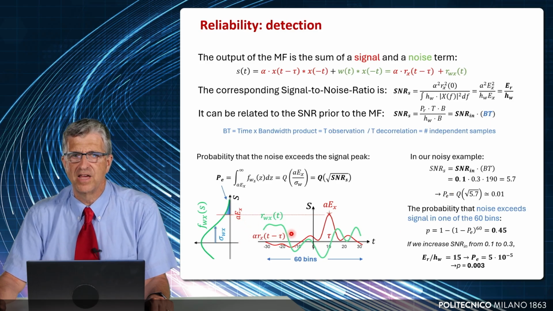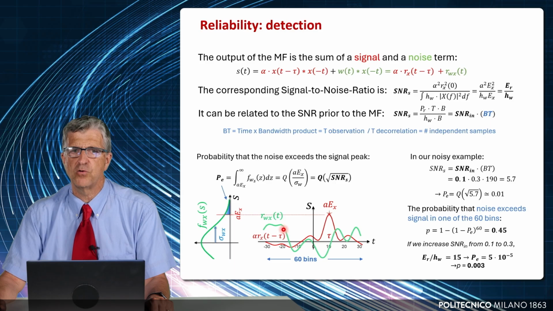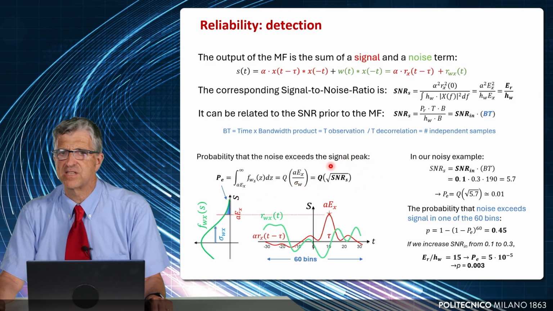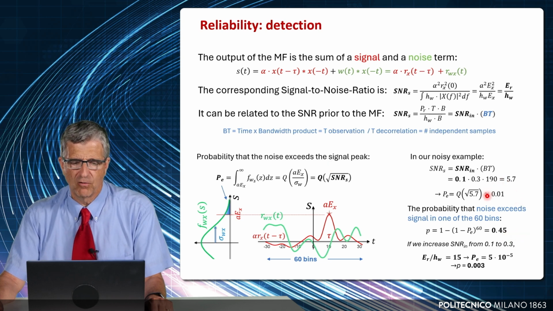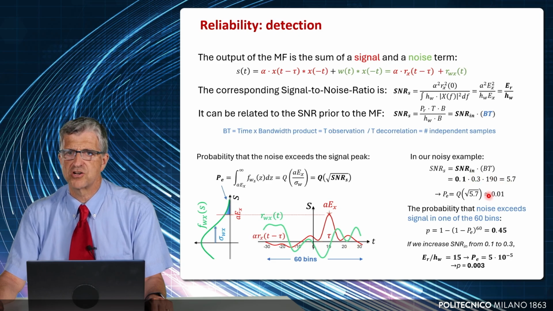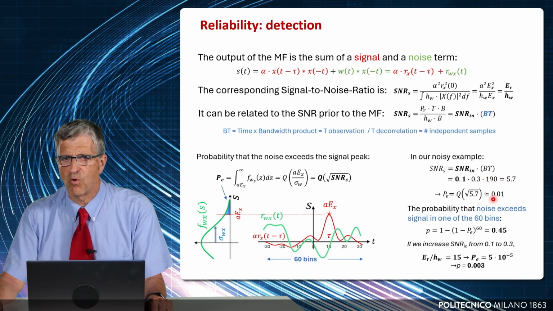What is the result? It is the probability that the green value in some point exceeds the peak of the red. That is basically this tail, and this tail is computed by this expression. The Q function is the tail of the Gaussian. If we put it into the equation, we find that the probability that in any of these positions the noise is larger than the signal is 0.01.